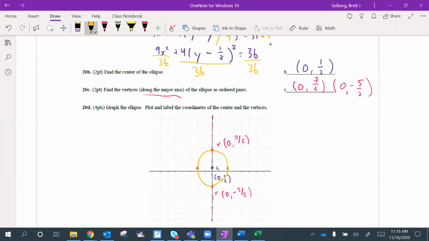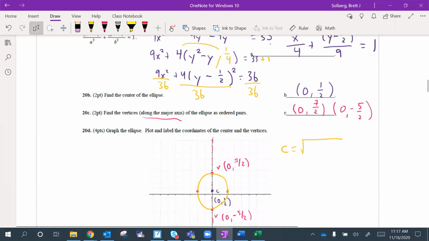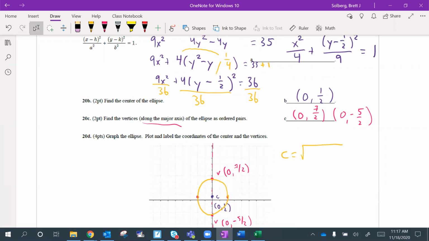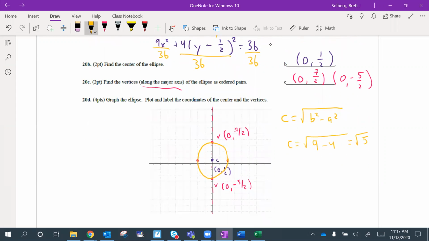If we did want to find the foci, we would use the equation c is equal to the square root. And now the question is, do we do a squared minus b squared or b squared minus a squared? You just need to say, well, which one's bigger, 4 or 9? And a goes with x, b goes with y. So we would do b squared minus a squared. So this would be the square root of 9 minus 4, which is the square root of 5. So if I were to go up the square root of 5, which is like 2 point something, there would be a focus here. If I was going to go down from the center 2 point something, that would give me the other focus. Didn't ask for it though, but that's how you do it.